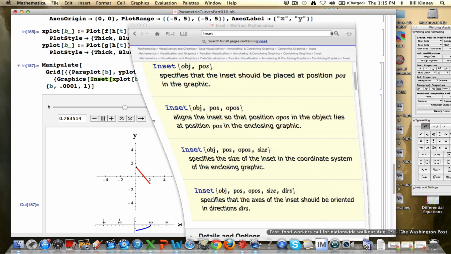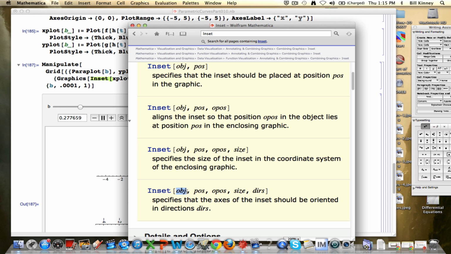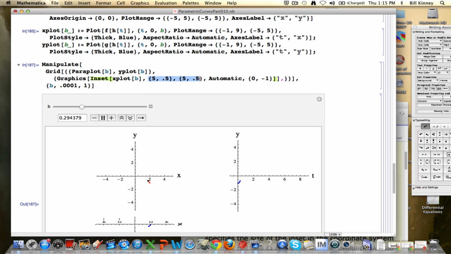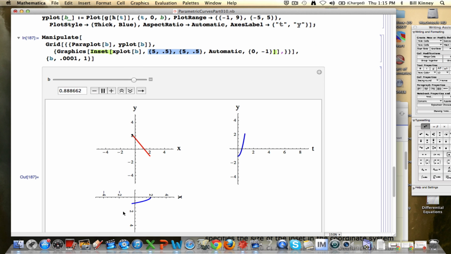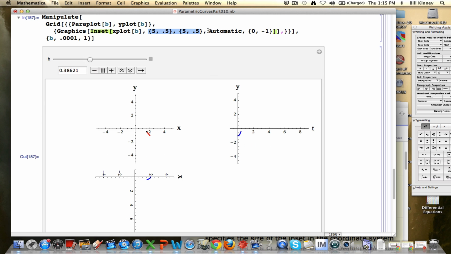If you look at the syntax for Inset, you've got your object here, which is the plot that we got with xplot or xplot of b. You've got position and opposition. These two things are somehow giving you the correct position for this graph. Automatic is sizing it to match what's going on here with the other ones. And this last bit is affecting the rotation. It's going to turn it at this 90-degree angle. You have to experiment with those things to try to get it right, but I did ahead of time, and that's how I got it right.